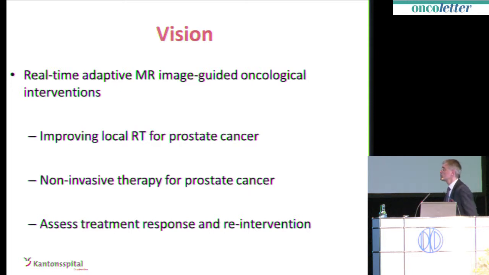I would say that we will move to real-time adaptive MR image-guided oncological interventions. This should improve local control for prostate cancer. It's non-invasive, and we can even assess treatment response and plan our re-interventions.